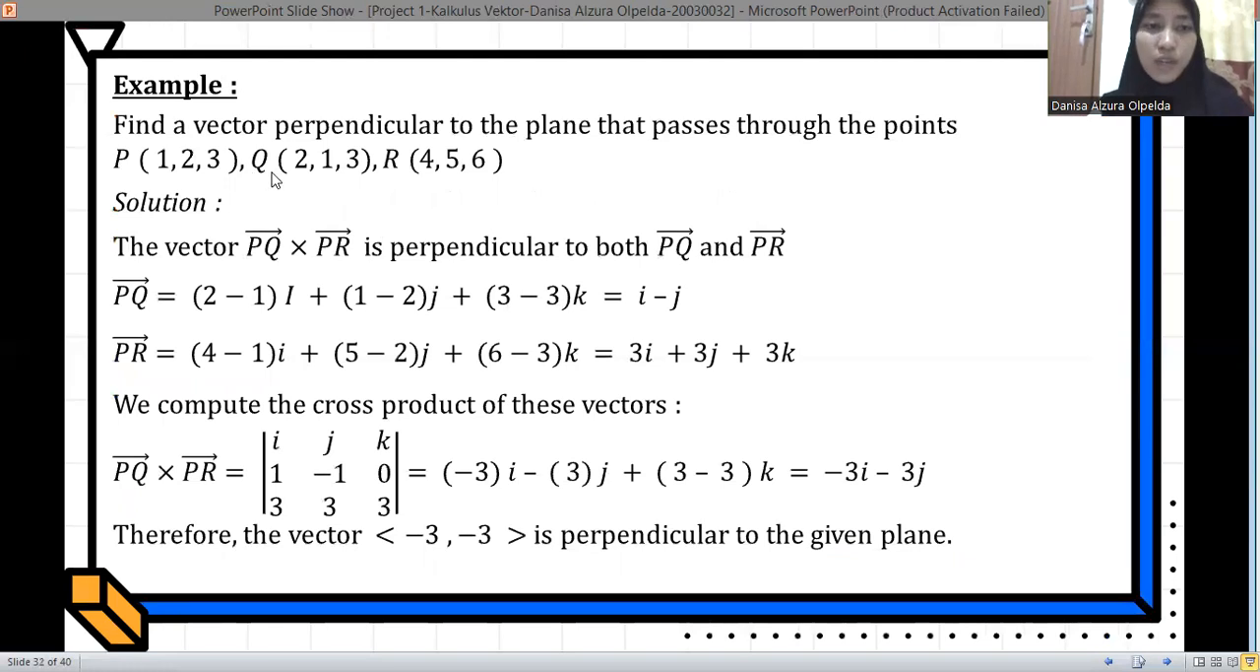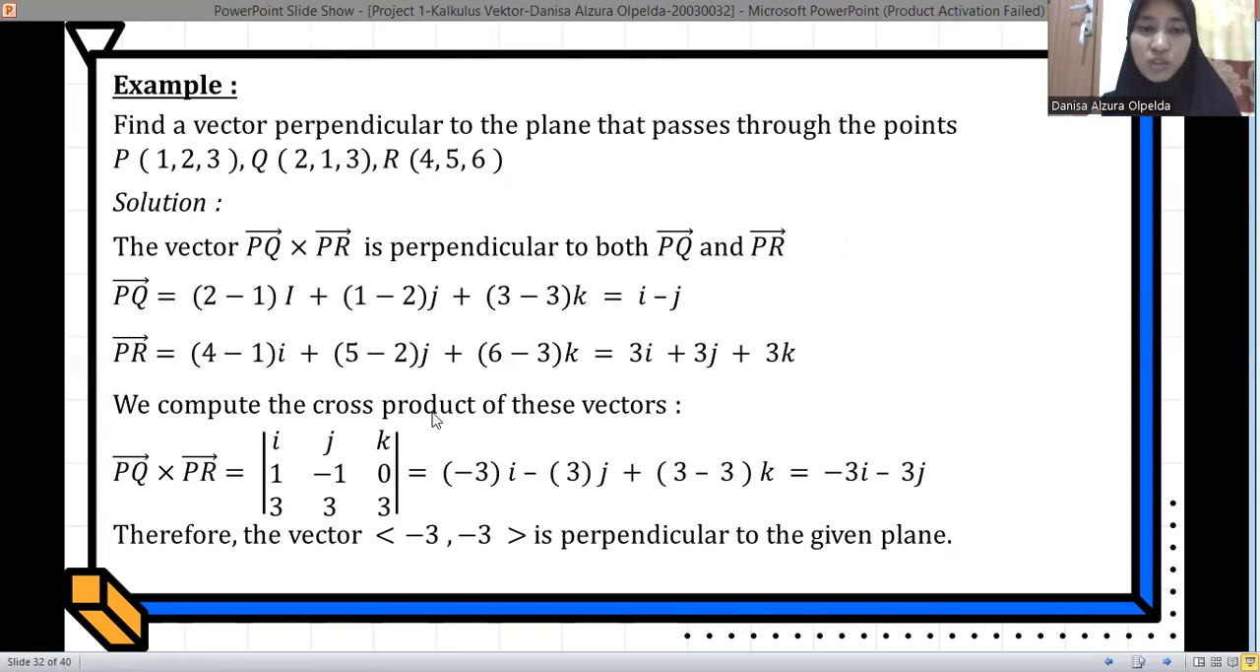Example. Find a vector perpendicular to the plane that passes through the points P(1, 2, 3), Q(2, 1, 3), and R(4, 5, 6). Solution. The vector is perpendicular to both PQ and PR. PQ is (2 minus 1)i plus (1 minus 2)j plus (3 minus 3)k, which is i minus j. PR is (4 minus 1)i plus (5 minus 2)j plus (6 minus 3)k, which is 3i plus 3j plus 3k.